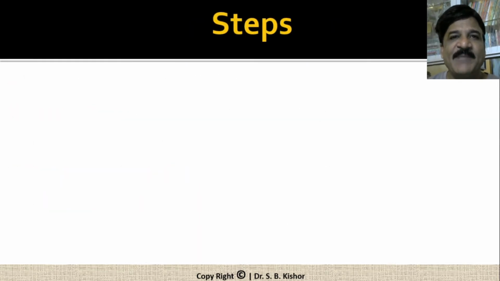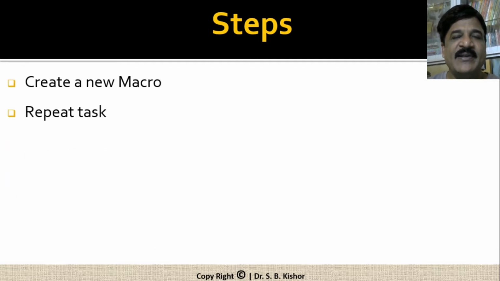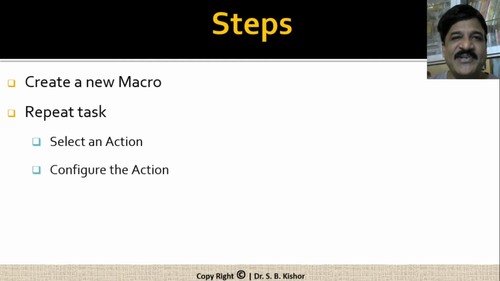Now, what are the basic steps to create a macro? Of course, the first step is to create a new macro. Then repeat the following tasks: select an action that you want to perform and then configure that action. These are the two common tasks that you are going to perform for each and every step. Then save the macro and finally run the macro.